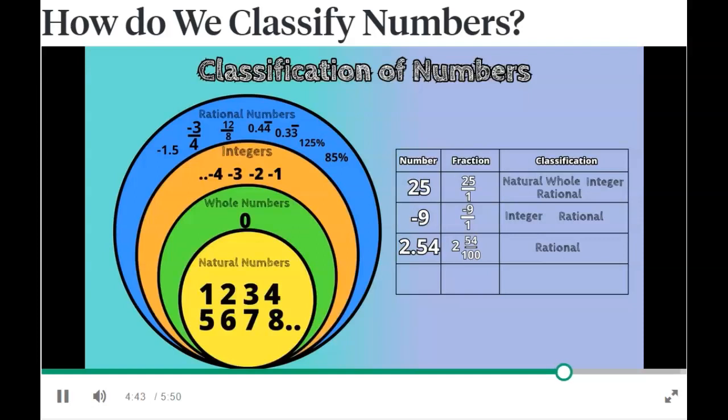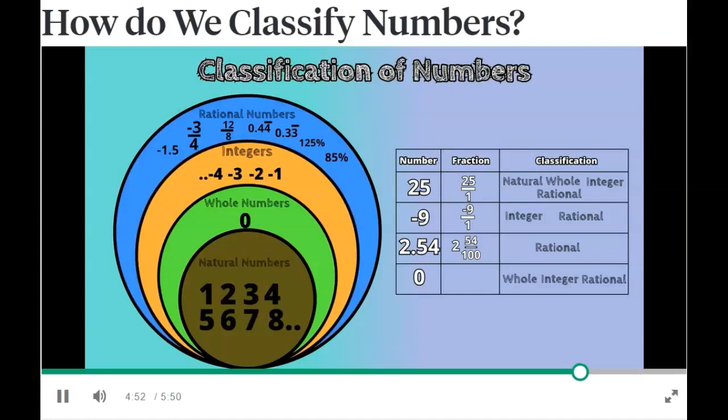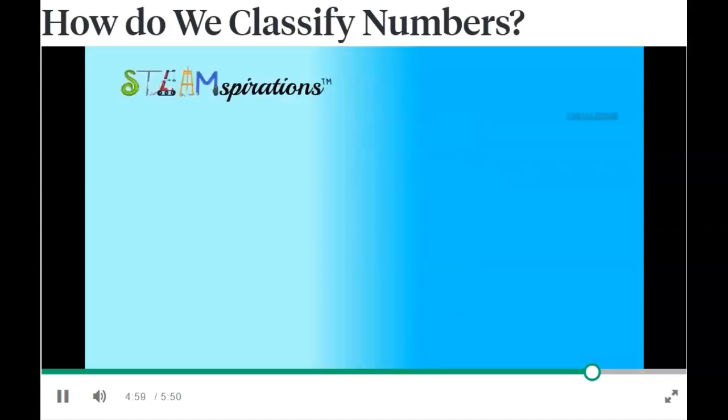Lastly, how would we classify the number 0? The number 0 would be classified as a whole number, integer, and rational number because natural numbers do not include the number 0.